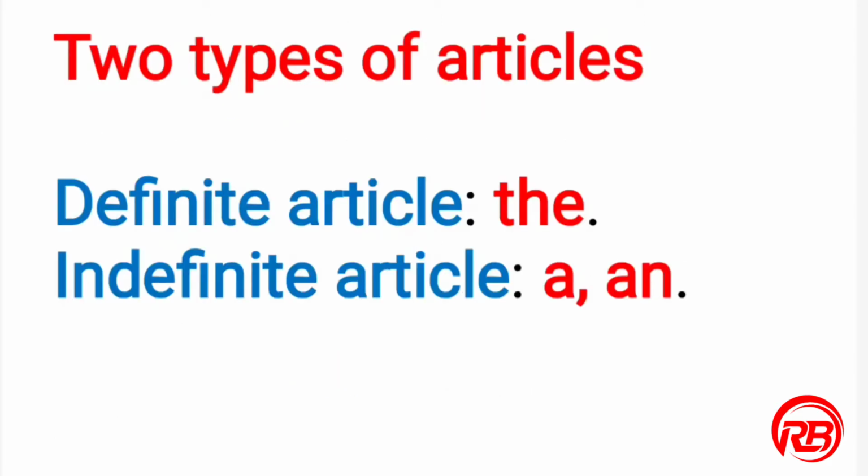Here I have given the two types of articles. The first one is the definite article and the second one is the indefinite article. The comes under the definite article, and a or an come under the indefinite article.